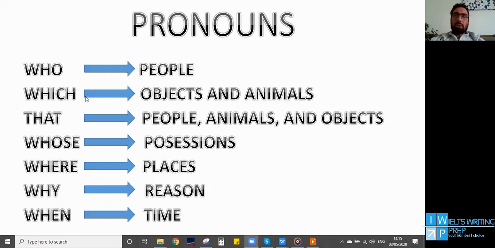So let's look at the pronouns. We have who for people, which for objects and animals, and that. We could use that in the place of who and which, with a type of relative clause that we call a defining relative clause. We will talk about this later on in the lesson. Whose is for possession. Then we have the relative adverbs: where for places, why for reasons, and when for time. These are the most common ones. Of course, there are more, but these are all that you need, really.